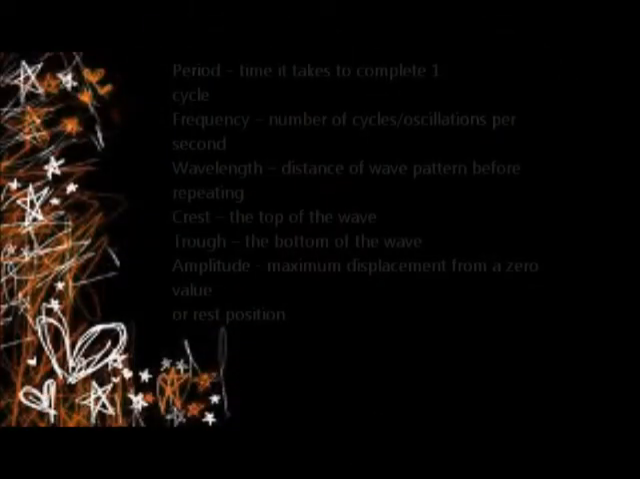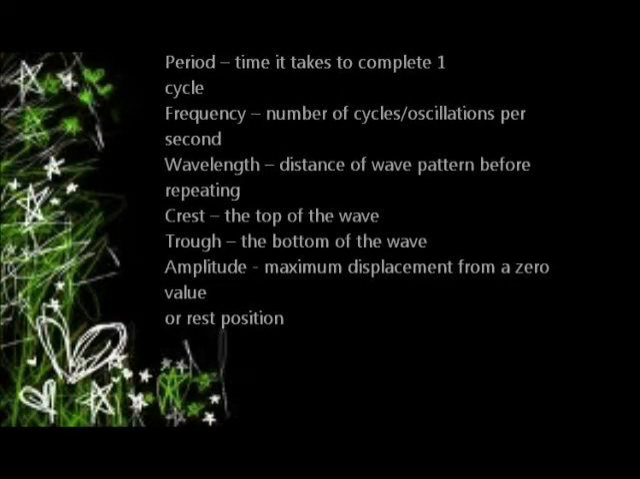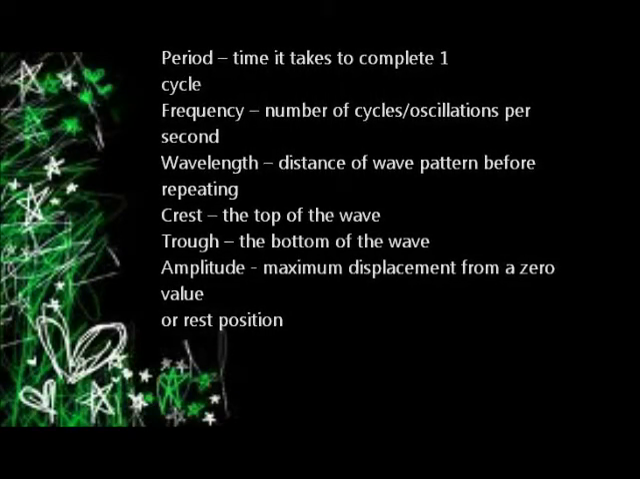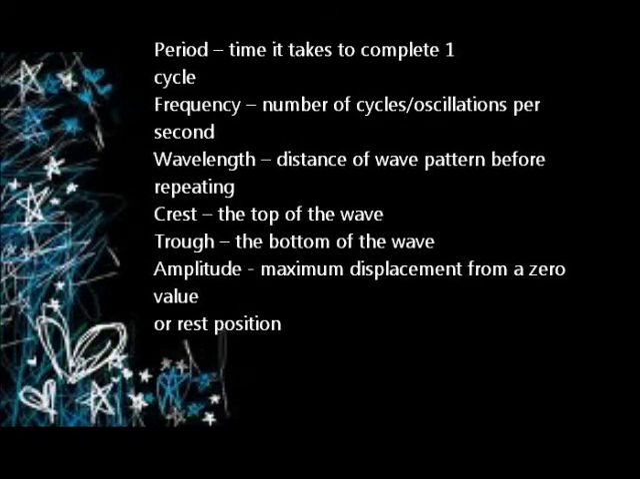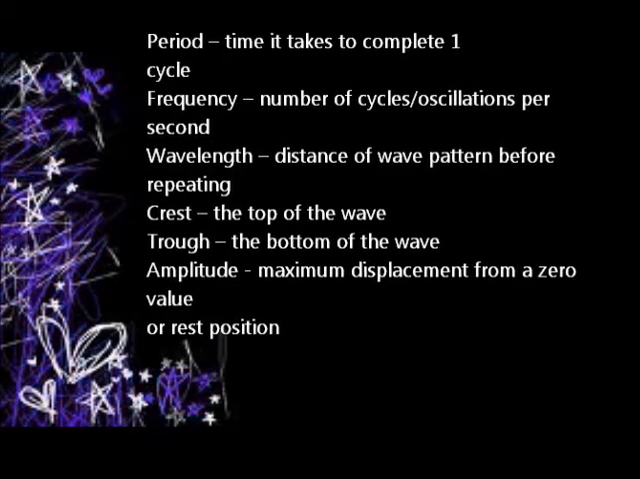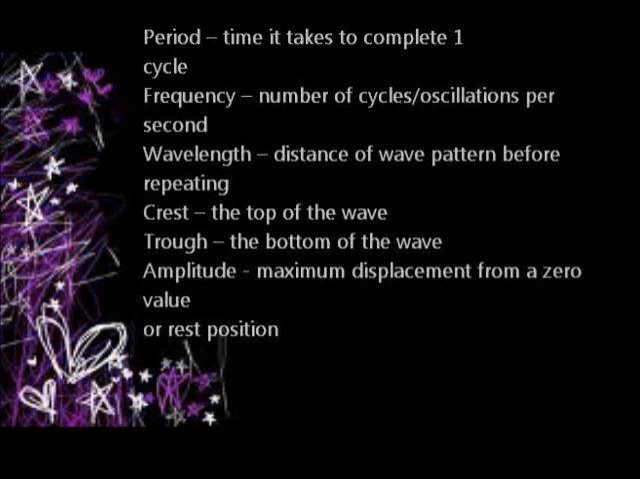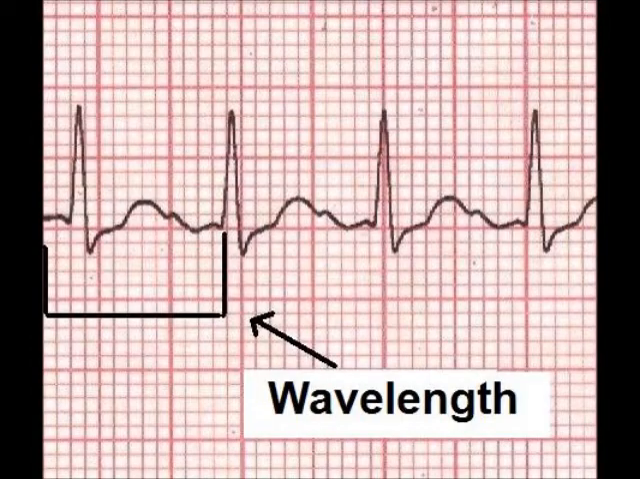The period is the time it takes to complete one cycle. The frequency is the number of cycles or oscillations per second. The wavelength is the distance of the wave pattern before it repeats. The crest is the top of the wave. The trough is the bottom of the wave, and the amplitude is the maximum displacement from a zero value or rest position. Here is an example of the wavelength.